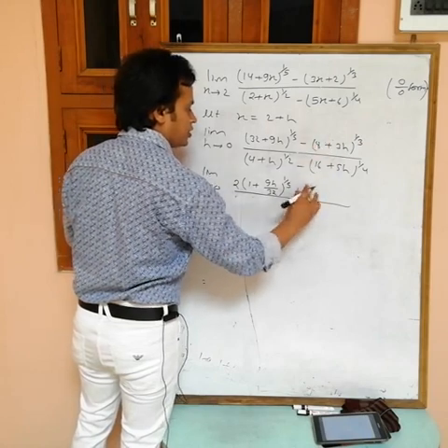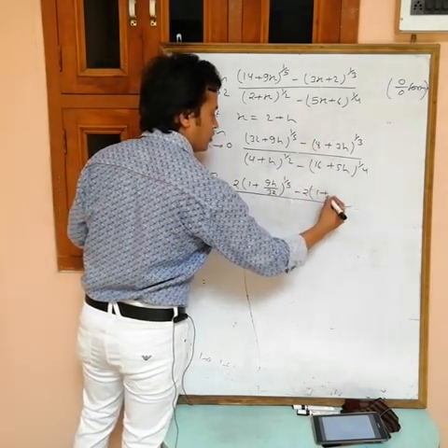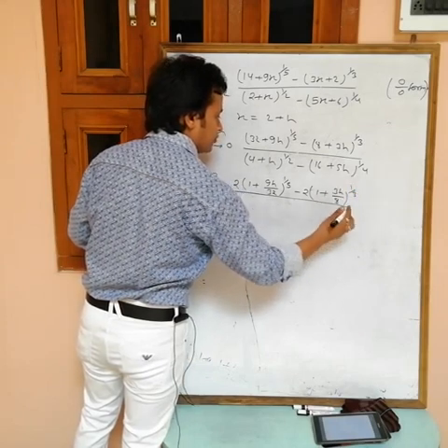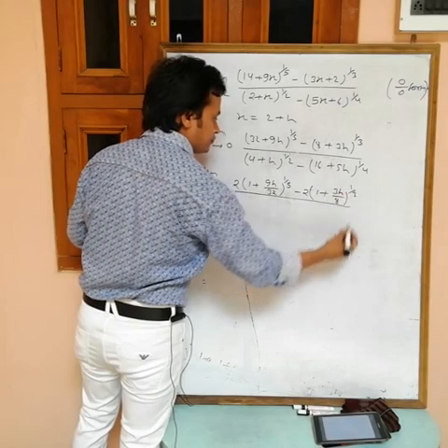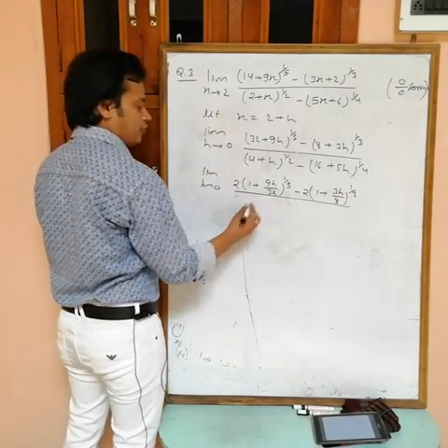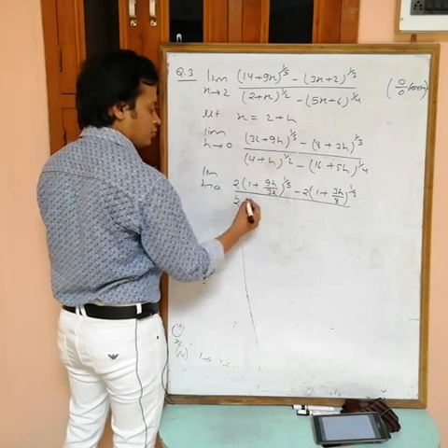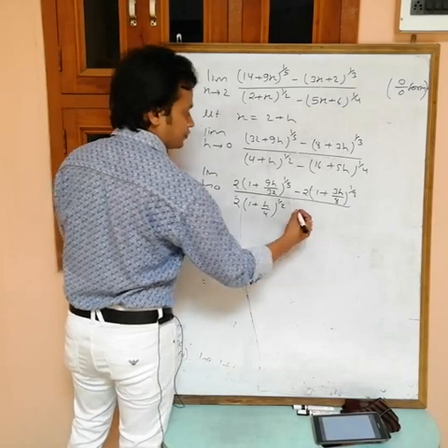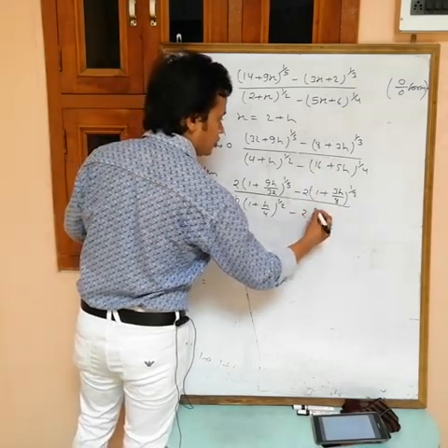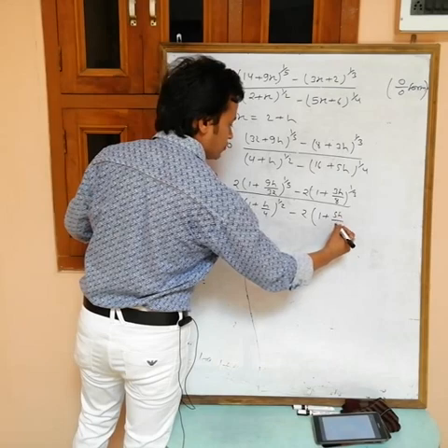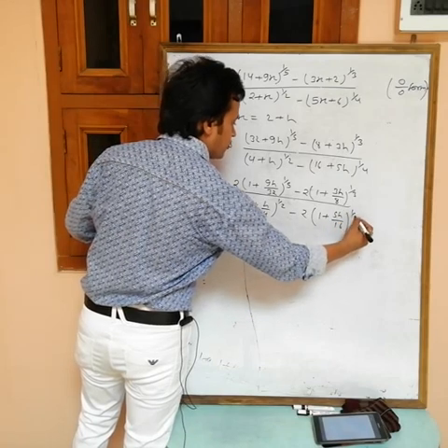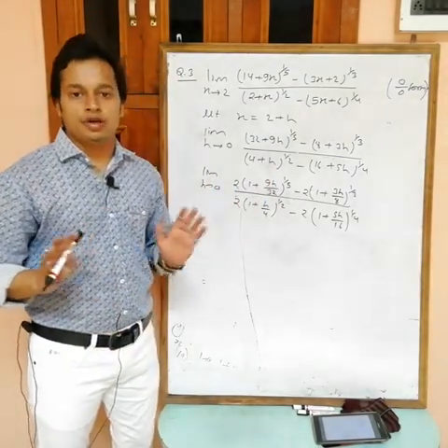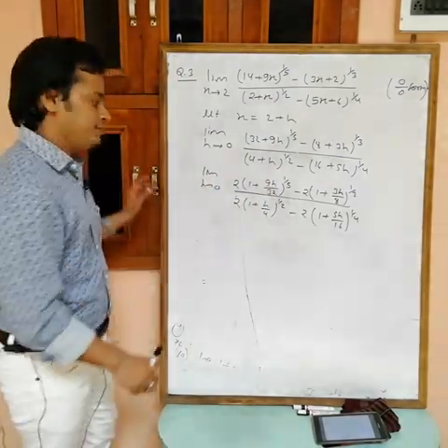If you take common 8, 8 power 1 by 3 is 2. 1 plus 3h by 8 power 1 by 3. If you take common 4, then 4 power 1 by 2 is 2. 1 plus h by 4. 16 common, and 2 into 1 plus 5h by 16 power 1 by 4. Now you can take common 2 in numerator, 2 in denominator, 2 will cancel out. Okay, then expand. Okay.